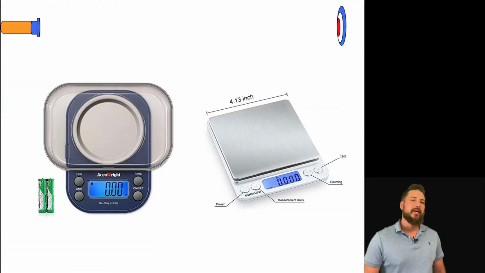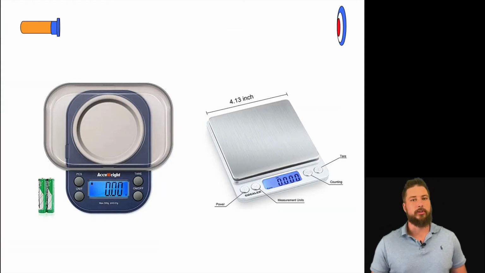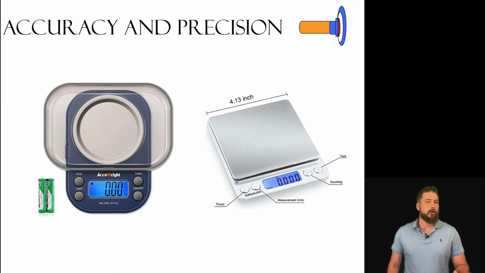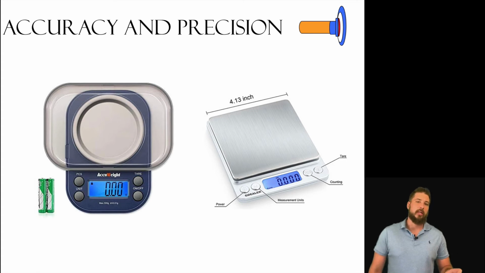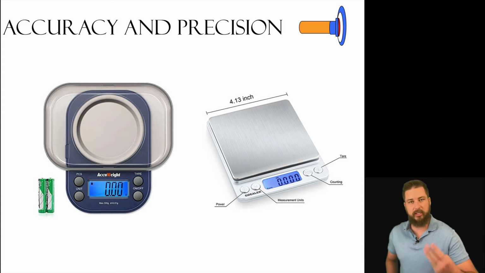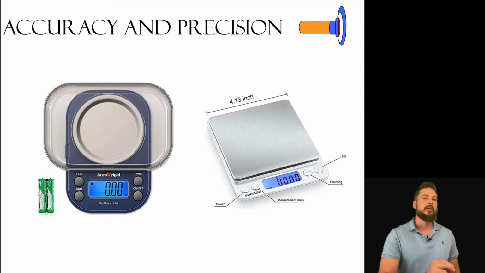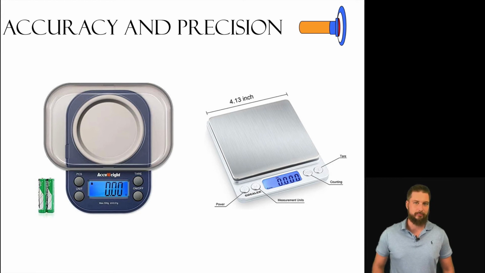Now let's go ahead and take a look at these two scales here. These two scales are actually different. If you look at the one on the left, it will measure to 2 decimal points. The one on the right measures to 3 decimal points. Because the one on the right measures to 3 decimal points, we'll say that that scale is more precise in measuring mass.